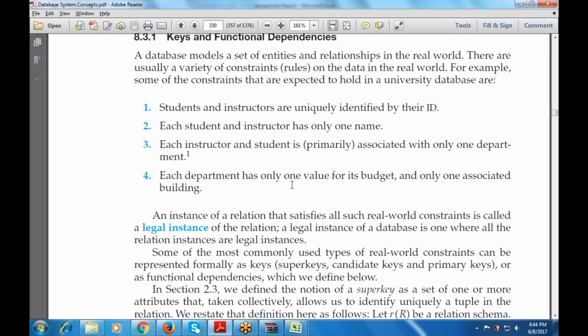What are the defined values? What are the functional dependencies? That is given below. So we define the notion of a superkey as a set of one or more attributes that, taken collectively, allows us to identify uniquely a tuple in the relation. So we restate the definition as uniquely identifying a tuple in that relation.